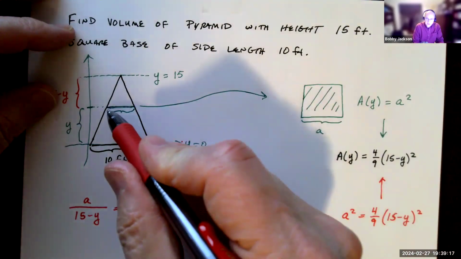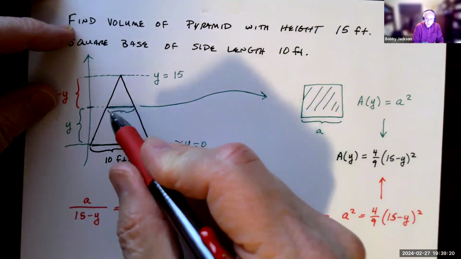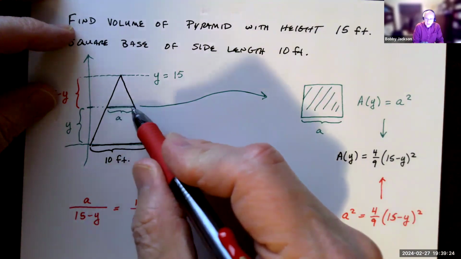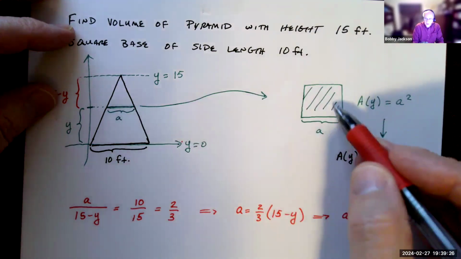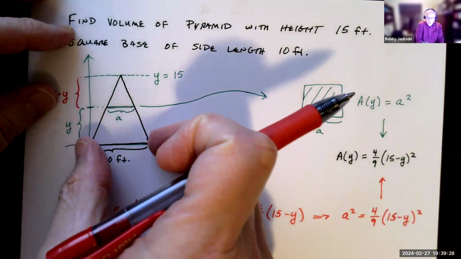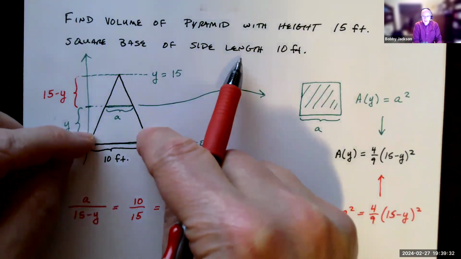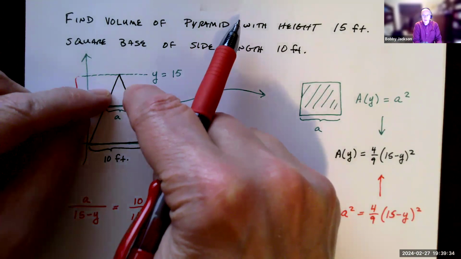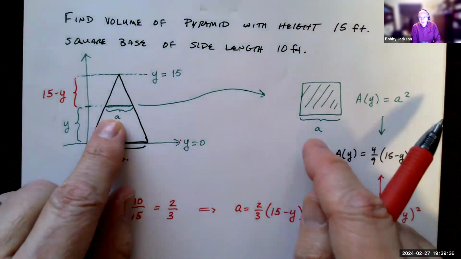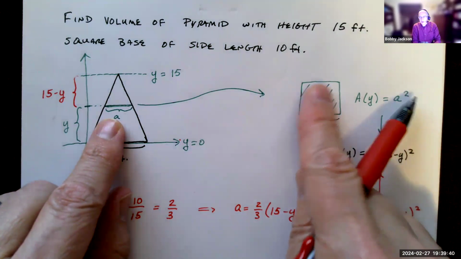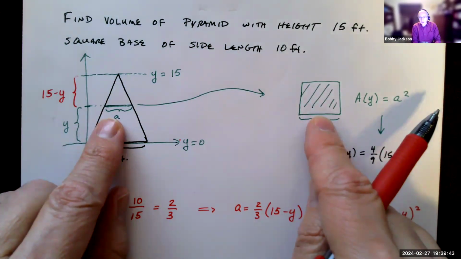I'm going to call this distance here a. This distance here is the side length of this square cross section. Notice as the pyramid gets bigger, these square cross sections are getting smaller and smaller, right? Approaching 0. My goal is to get an expression for the area of this square in terms of y.